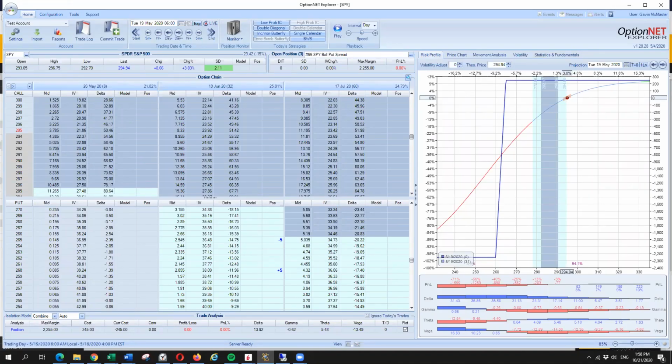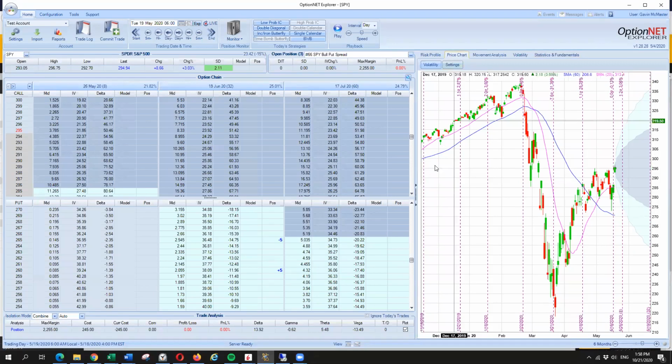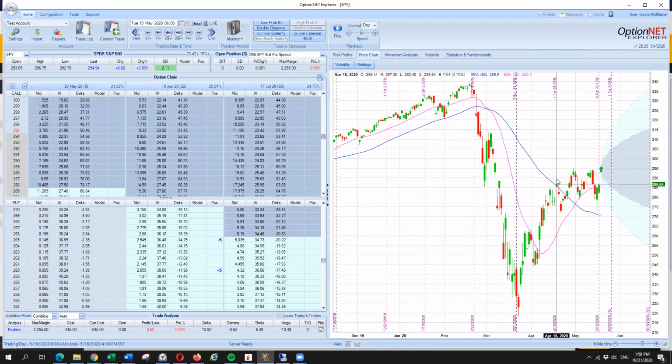Folks, today I'm going to walk you through two examples of a bull put spread using SPY. So the first one, back in May, if we go and look at the price chart here, this is just using OptionNet Explorer, by the way. You can check out my review of that if you like.